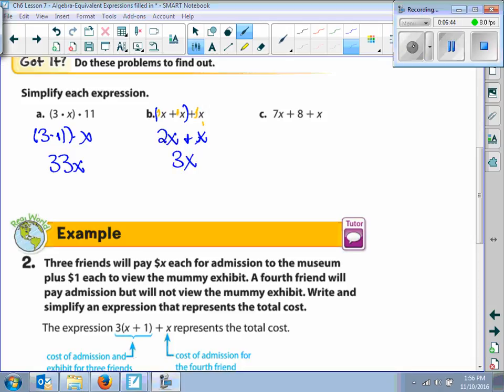Is everybody clear? So for example C, once again, we want to put our like terms together. So with 7x plus 8 plus x, what are the like terms? 7x and x, right? Not 8, because there's no variable on it. Do you see any variable on the 8? Because there's no variable, it is not a like term, okay? So we're going to put the 7x plus the x, and then plus 8. So 7x plus x is equal to 8x. And then we bring down the rest. So plus 8. And that's all there is to it.